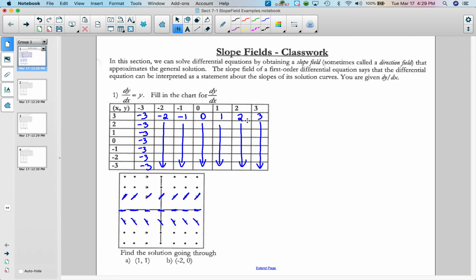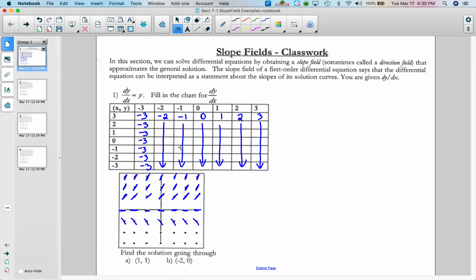Then let's do the 2 over here. At the point (3, 2), I have a slope of 2. So it's just a little bit steeper than the previous one. And at (2, 2), I also have a slope of 2. And at (1, 2), you can see that those are all going to go across here. So you want to make them a little steeper than the previous one. And then I'm going to do the positive 3 next. So at (3, 3), again, just a little bit steeper. So you're just approximating. And it's just in relation to the other ones, they have to show that pattern.